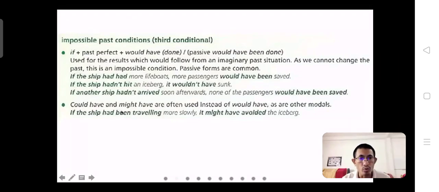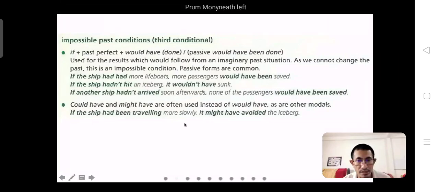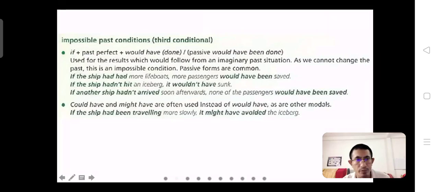Okay, you can use could have or might have. See, could have and might have are often used instead of would have. Let's say, if the ship had been traveling more slowly, it might have avoided the iceberg, yeah? Or it might have.